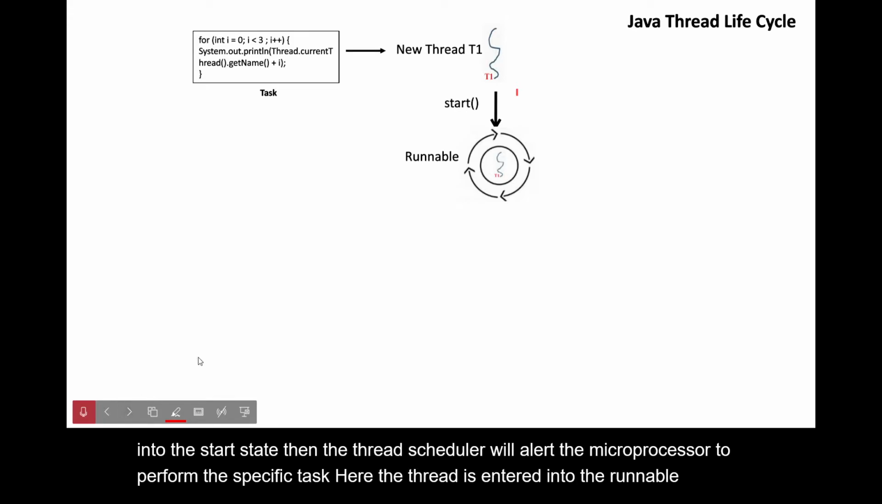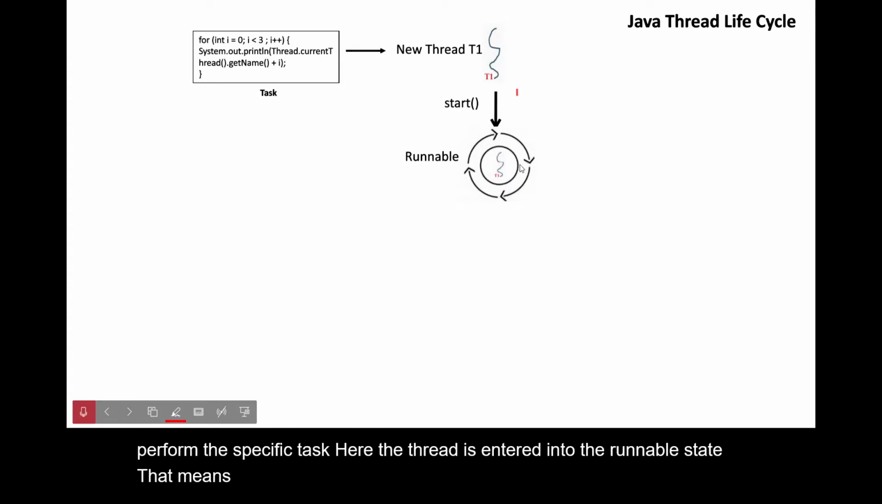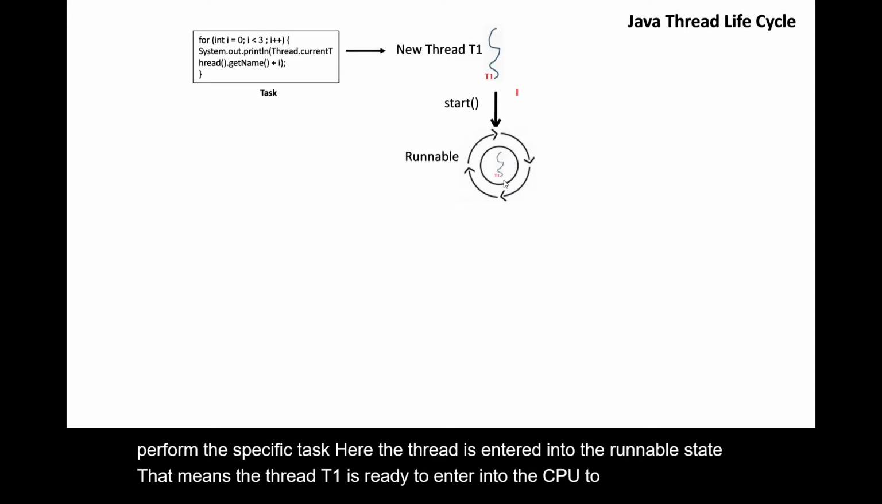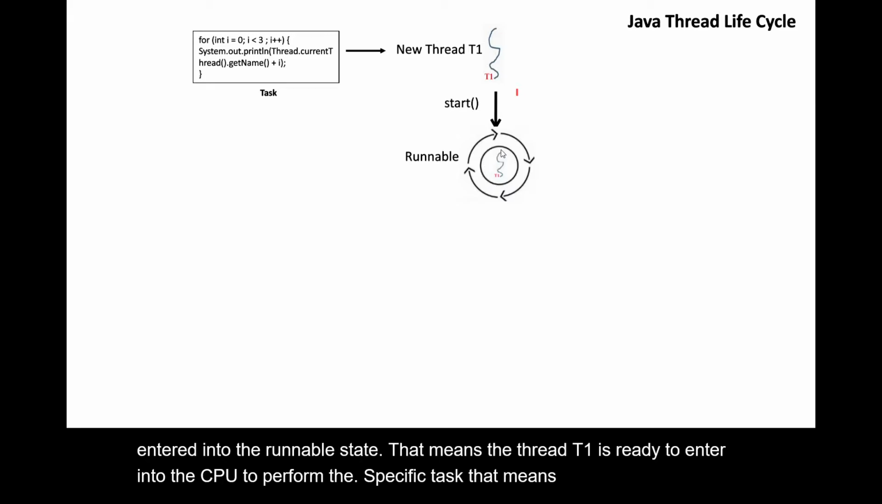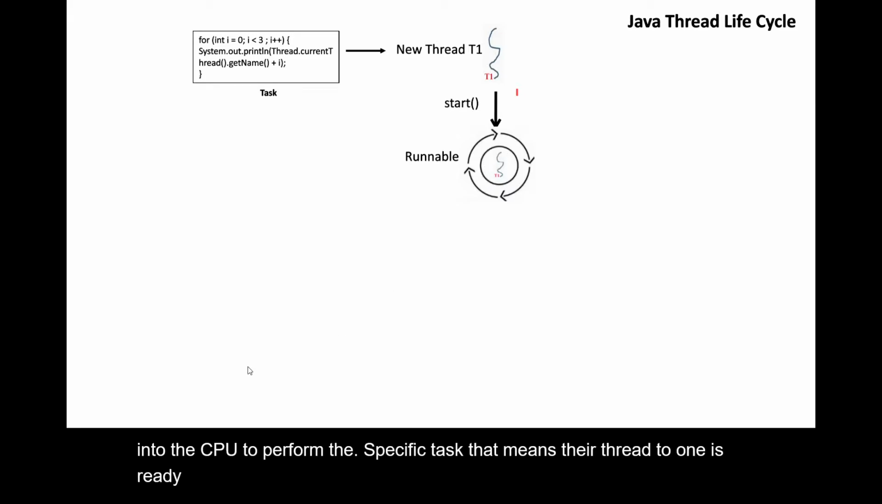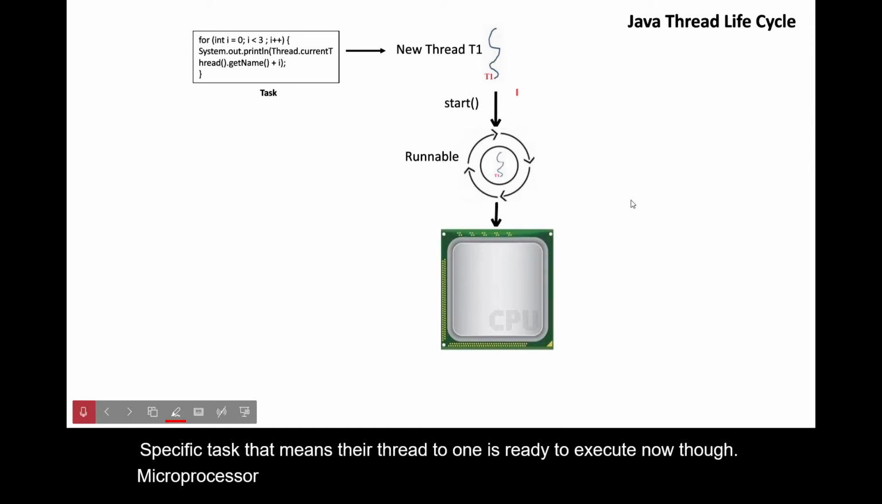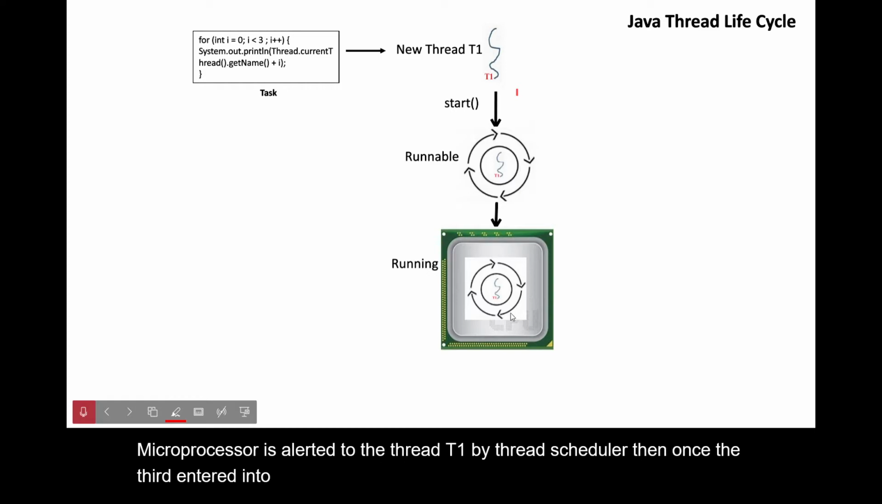That means the thread T1 is ready to enter the CPU to perform the specific task. That means the thread T1 is ready to execute. Now the microprocessor is alerted to the thread T1 by the thread scheduler. Then once the thread enters the microprocessor, it will run.